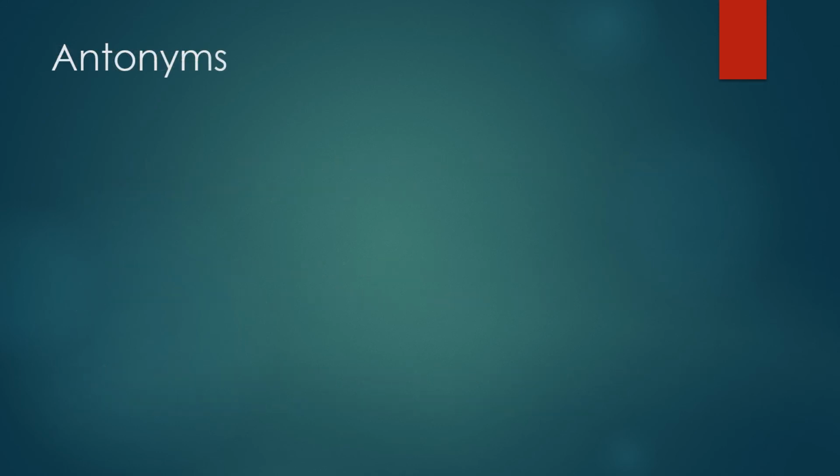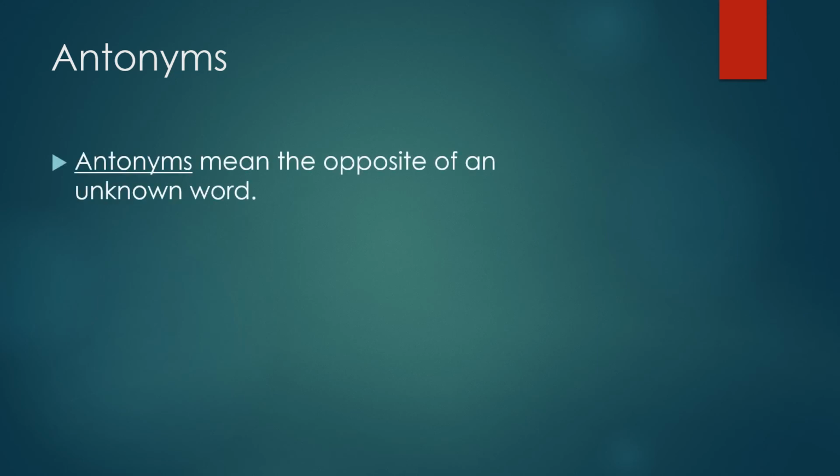Another way that we can look for words is through antonyms. And an antonym is the opposite of a synonym. It means that you have an opposite meaning of an unknown word.